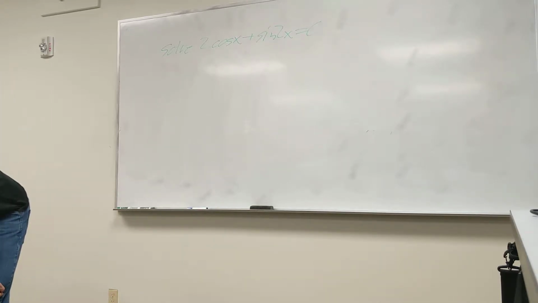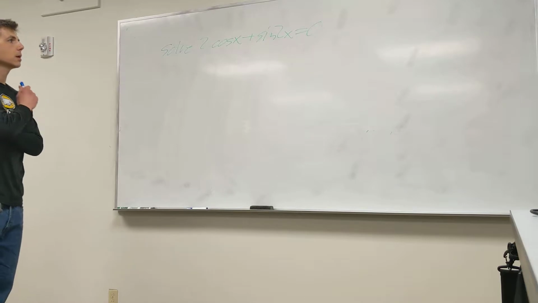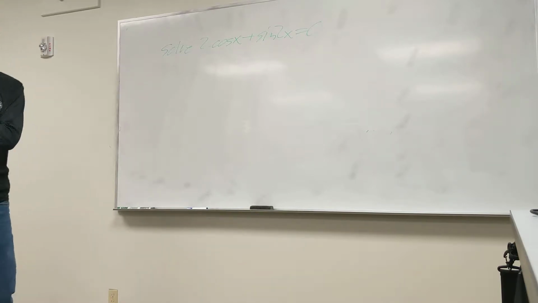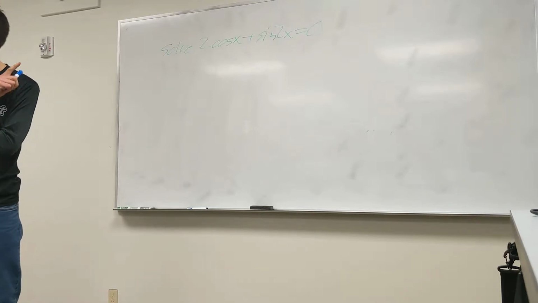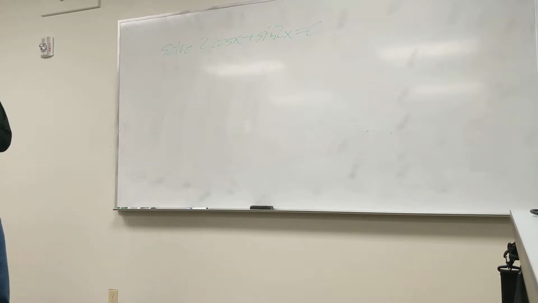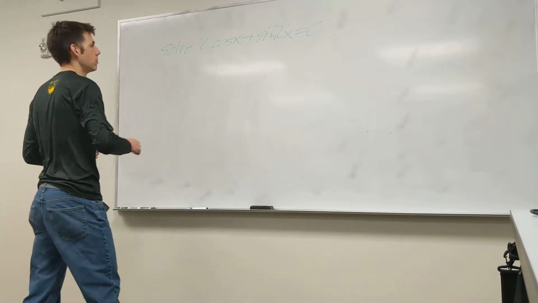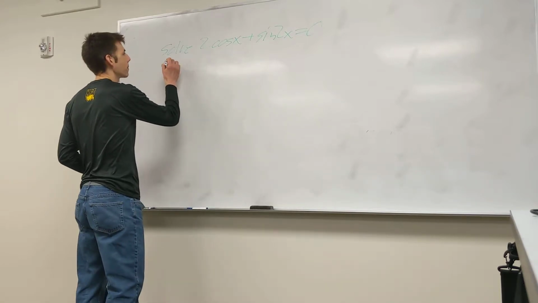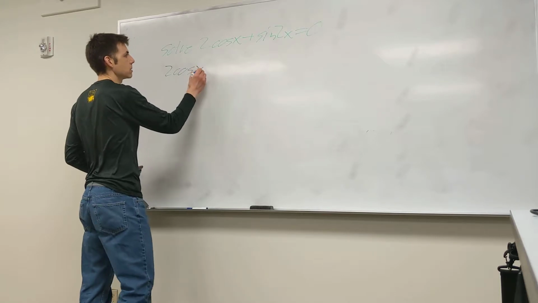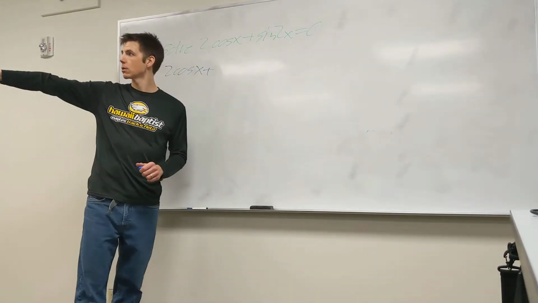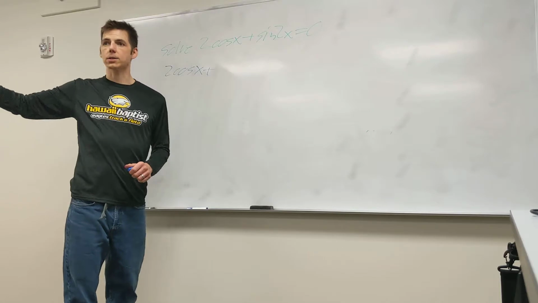Wait, is the cosine 2x the same as 2 cosine x? No, it's not. Sine of 2x in this case is 2 sine x cosine x. Oh, okay. So that's why we have the double angle formulas. So it does matter where the 2 is. Yes. So this would be 2 cosine x plus sine of 2x, which is 2 sine x cosine x, right?